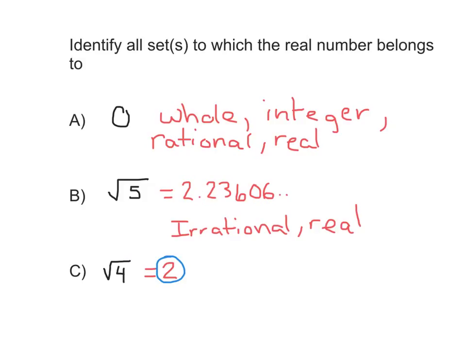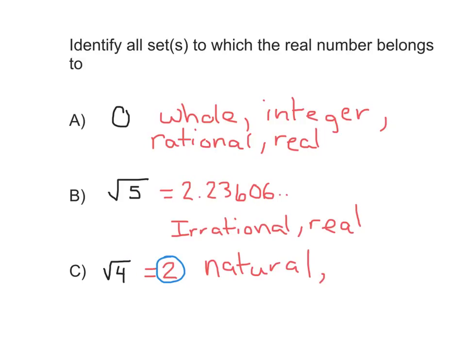What is 2 in all of the sets? So we're trying to figure out, okay, 2 belongs in what set? Not the square root of 4 anymore. So we talk about the natural numbers, which is our counting numbers. Is 2 a natural number? Yes. Because we can count 1, 2, 3, so on and so forth.